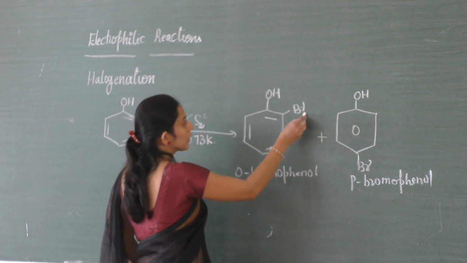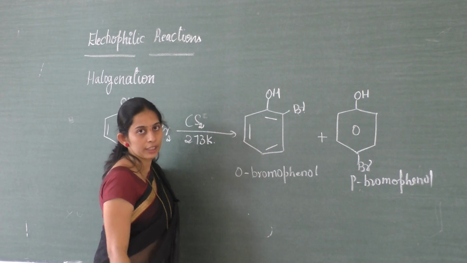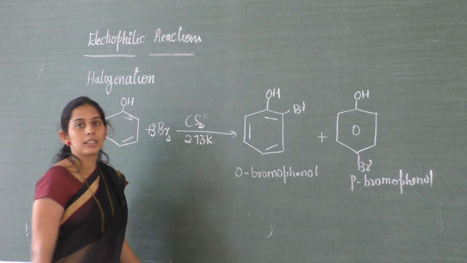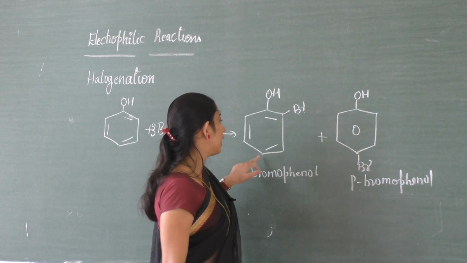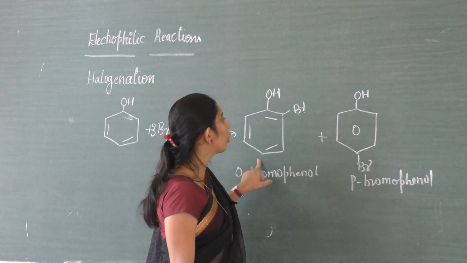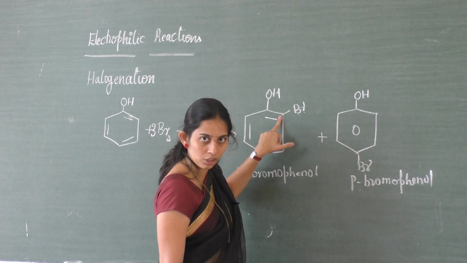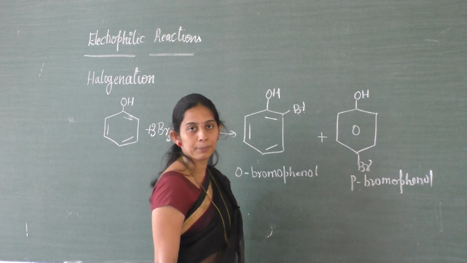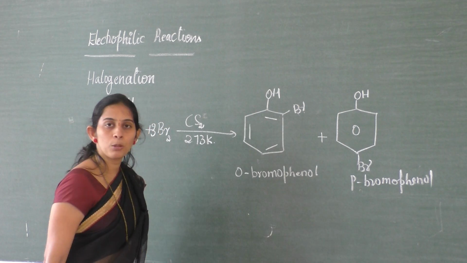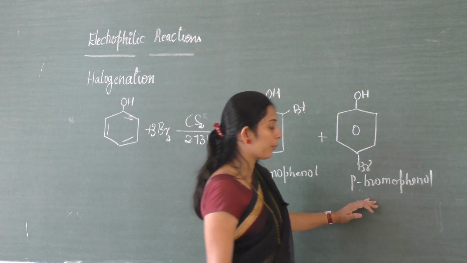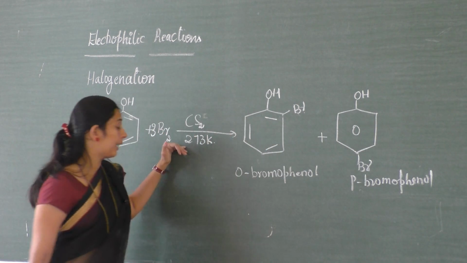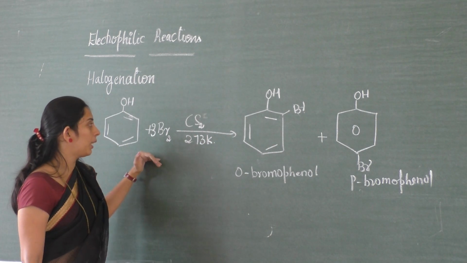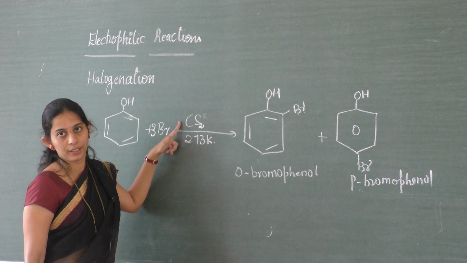Why? Because bromine is an electron deficient species, it comes and attaches to an electron rich place. So in the electron rich places, ortho as well as para position, therefore the new group comes and attaches either to the ortho position or to the para position. Therefore we get orthobromophenol or parabromophenol as a product when we treat phenol with bromine in the presence of carbon disulfide.